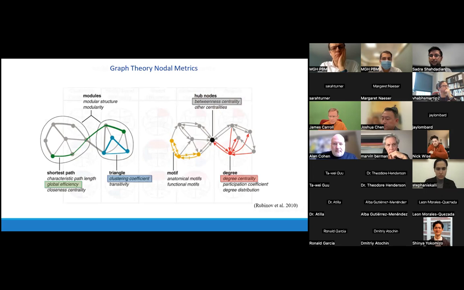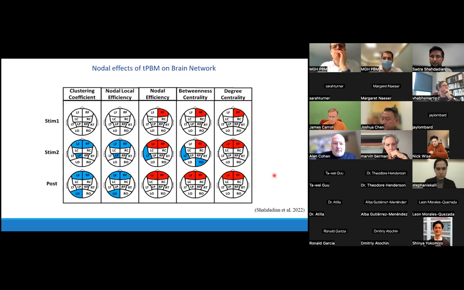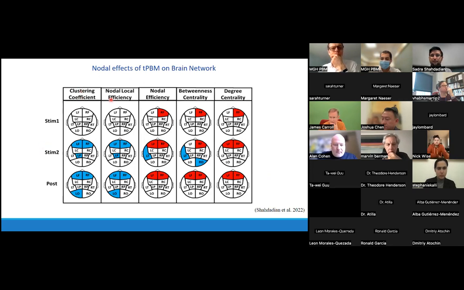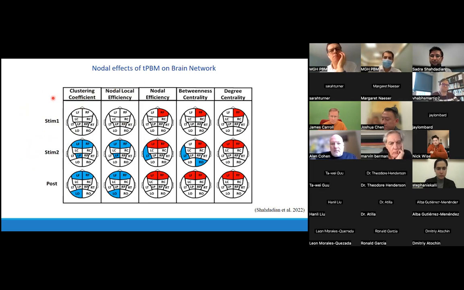So when we look at these and see how they change after tPBM, and we compare it with the sham stimulation, we can see that, for example, here we have 5 columns. Each column shows the nodal metric, and the rows show different stimulation temporal segments. So we have stim 1, stim 2, and post. So the first 2 columns show the integrity. When the color is blue in a region, it means that the value is decreased in tPBM compared to sham.